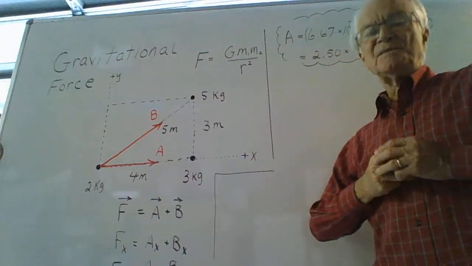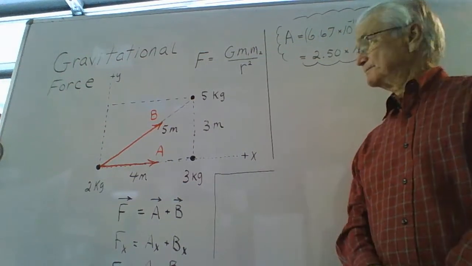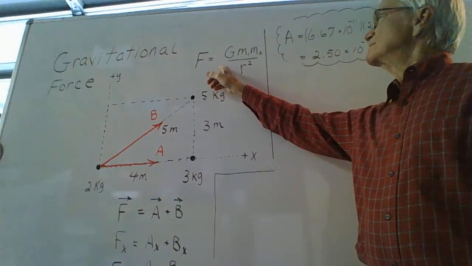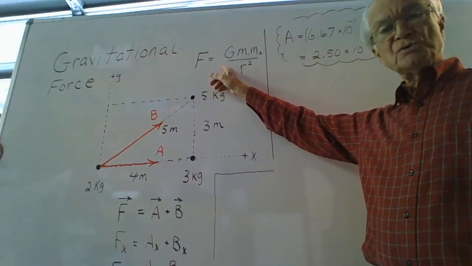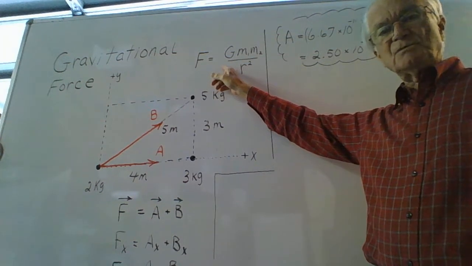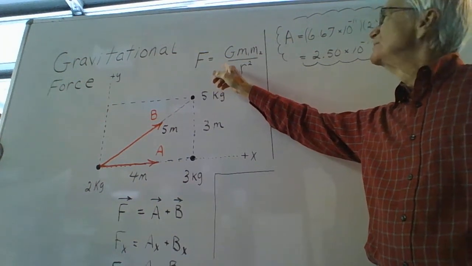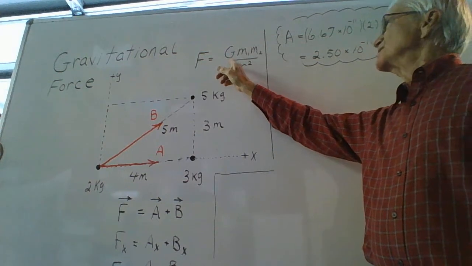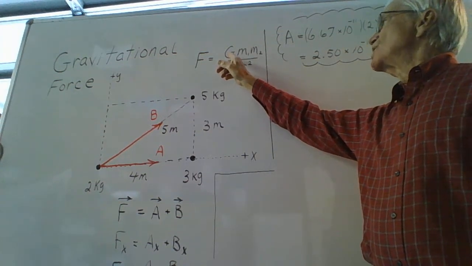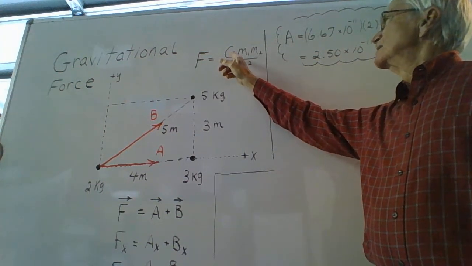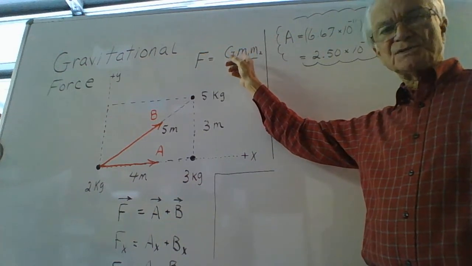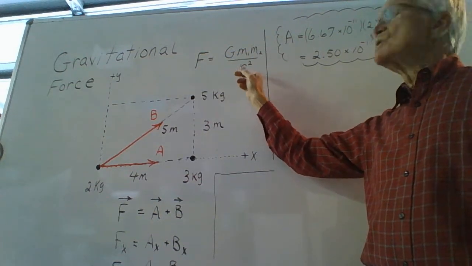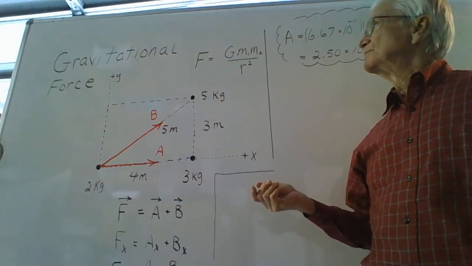Let's solve a problem involving a gravitational force. The equation that allows one to calculate the mutual force of attraction that one object has for another is shown here. It's the universal gravitational constant times the product of the masses divided by the square of the distance between them.